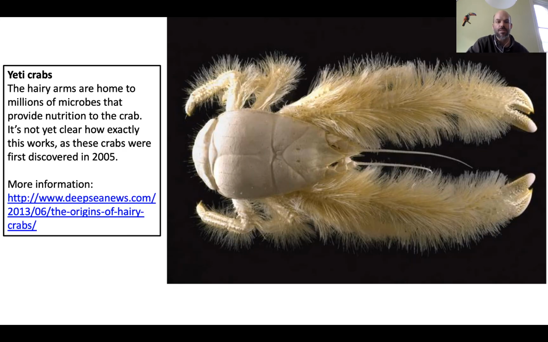Here's another one. This is called a Yeti crab. It has these super hairy arms. It's also known as the Hasselhoff crab. And it is known that these hairs are coated with microbial biofilms.